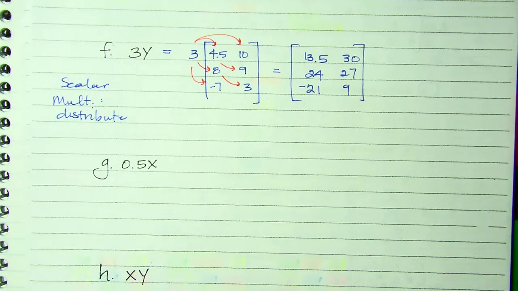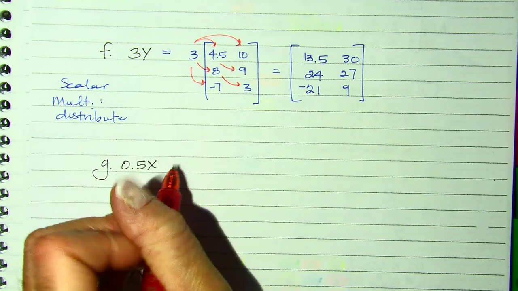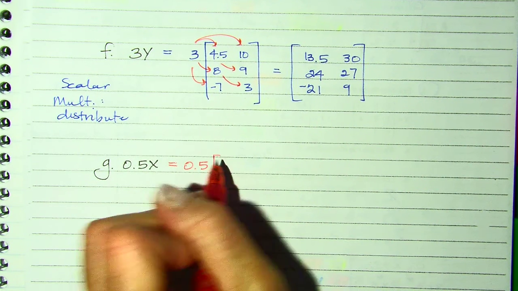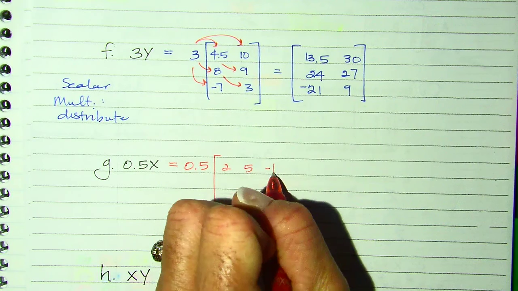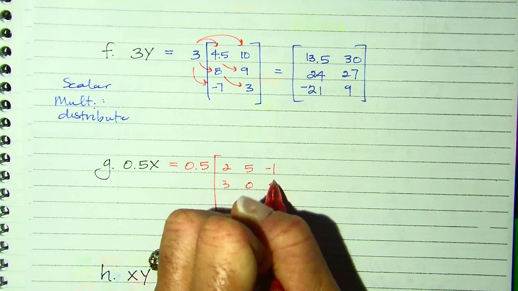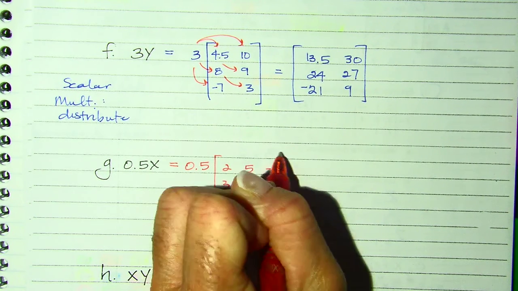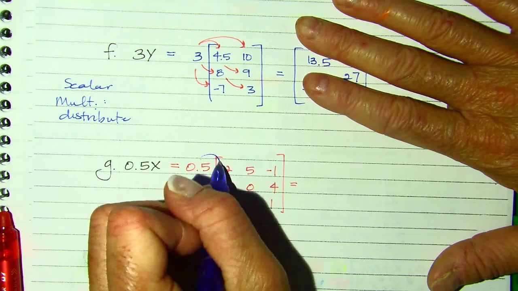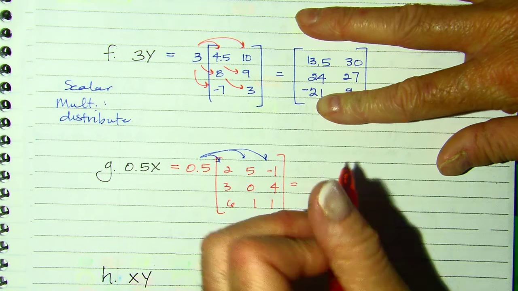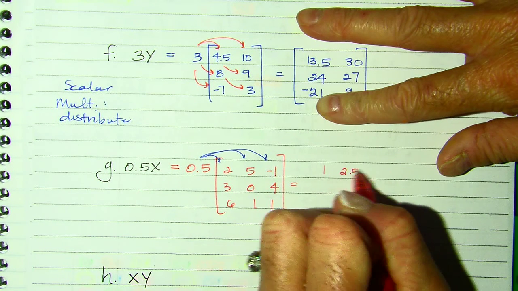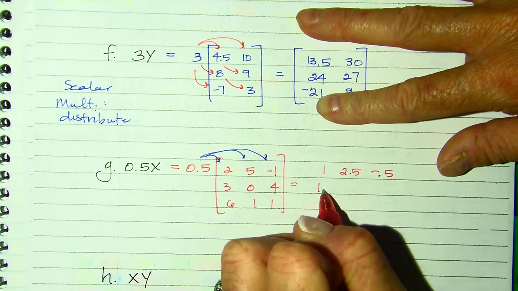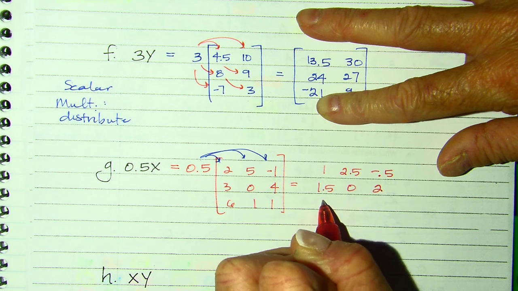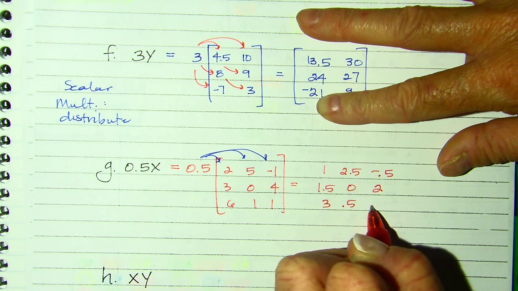The same would mean that I would simply distribute 0.5 times matrix X, which is 2, 5, negative 1, 3, 0, 4, 6, 1, 1. So again, I am distributing the 0.5 to every number. That would give me 1, 2.5, negative 0.5, 1.5, half of 0 is 0, half of 4 is 2, half of 6 is 3, half of 1 is 0.5, 0.5.